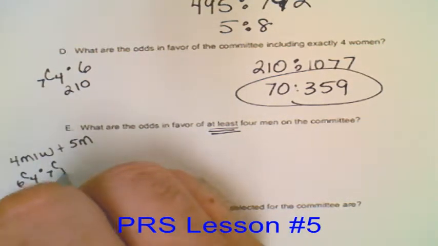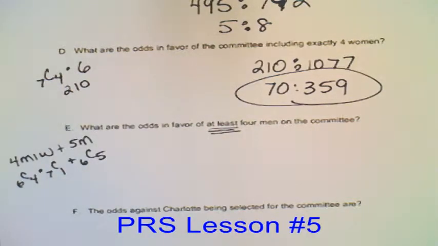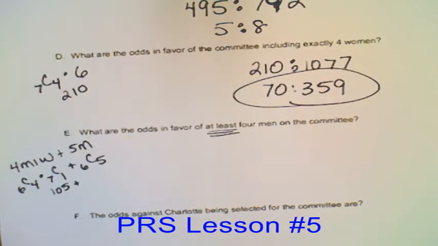What are the odds in favor of at least 4 men on the committee? At least 4 men on the committee. So I could have 4 men and 1 woman. 4 men and 1 woman. Or I could have 5 men and no women. Okay? So to get the 4 men is 6 choose 4. And the 1 woman is 7 choose 1. Plus, I could have 6 choose 5.